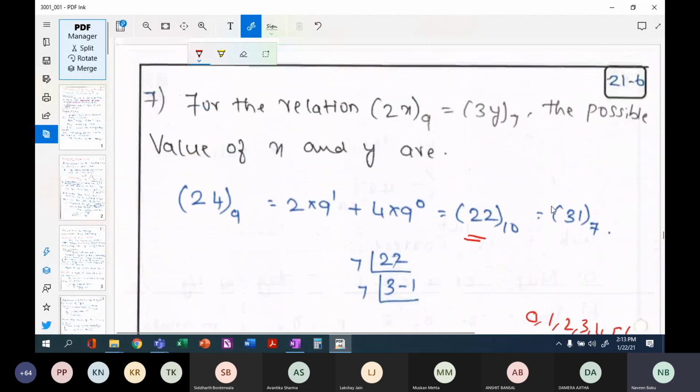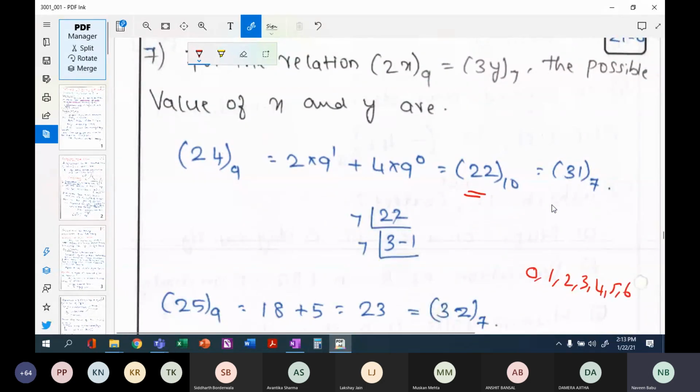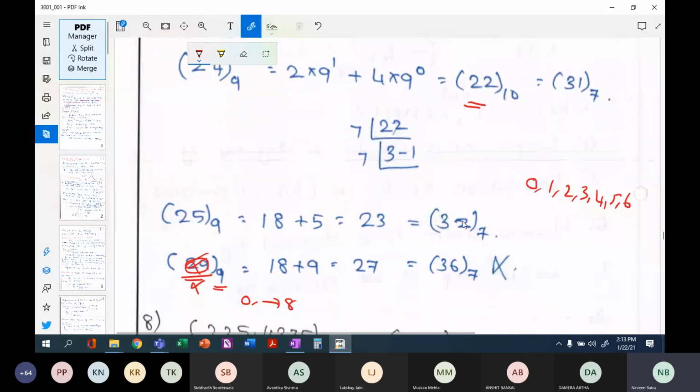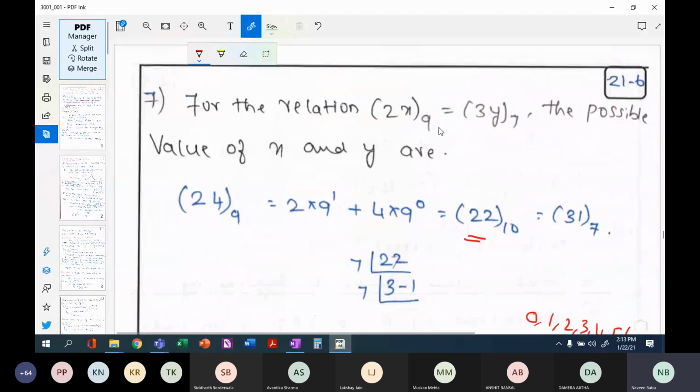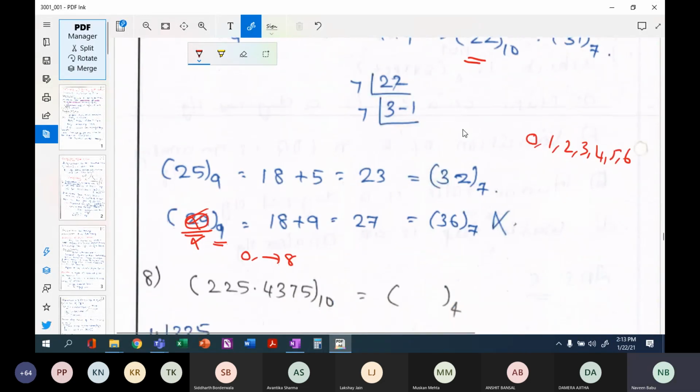So based on this, these are the possible combinations of answer. If x is 4, then y is 1. If x is 5, then y is 2. Likewise, you can have different combinations of x and y for this answer. Any doubt here?